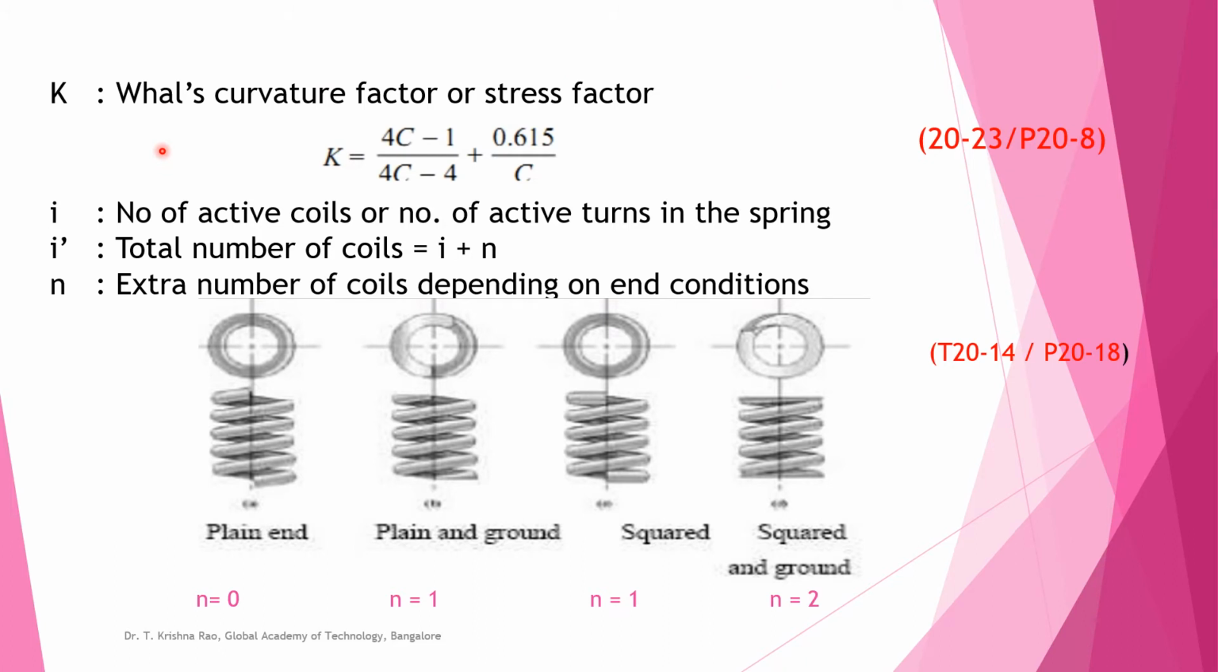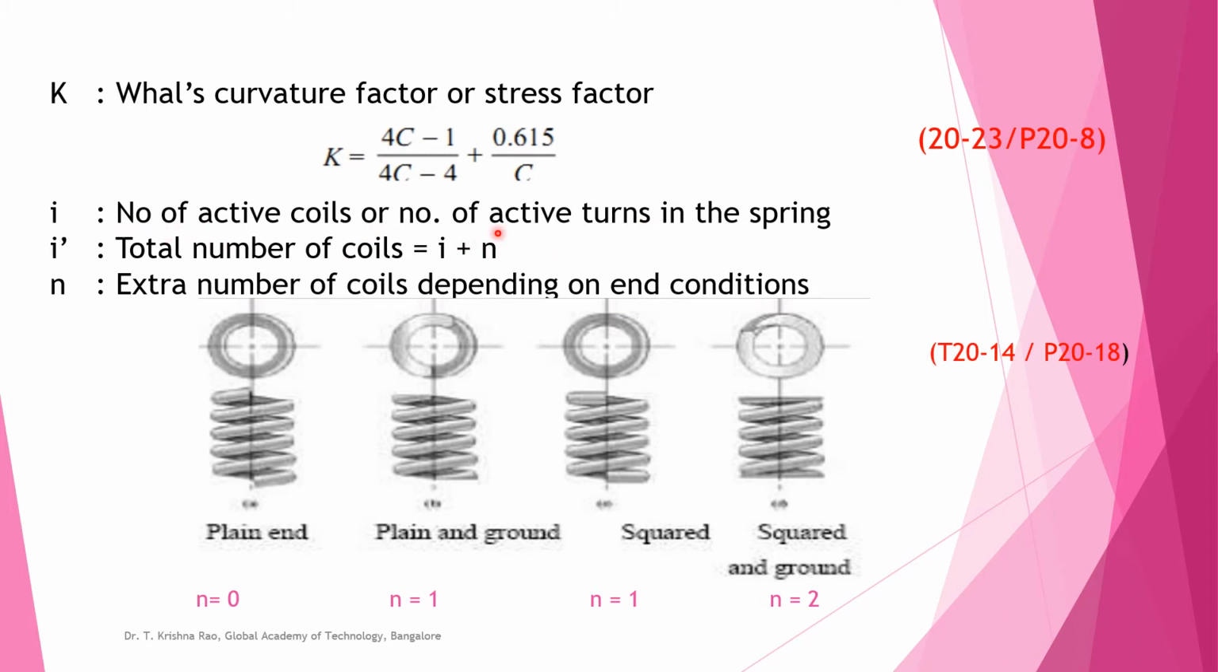Then there is a curvature factor defined by Wahl, W-A-H-L. Wahl is a scientist who has written a textbook on helical springs. He has done a lot of experimentation. He has given a curvature factor by a small equation like this: (4c minus 1) divided by (4c minus 4), plus 0.615 divided by c. It is given in the data handbook, volume 1, page 20-8. This is the curvature factor.